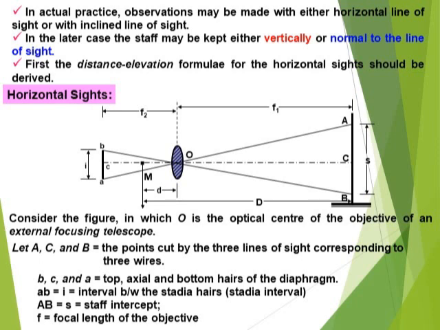Now, about horizontal sights. Consider the figure in which O is the optical center of the objective of an external focusing telescope. Let A, C and B, as seen in the figure, be the points cut by the 3 lines of sight corresponding to the 3 wires. B, C and A are the top, axial and bottom hairs of the diaphragm. ab is equal to i, which is the interval between the stadia hairs, that is the stadia interval. AB is equal to s, which is the staff intercept. f, which is seen in the figure, is the focal length of the objective.